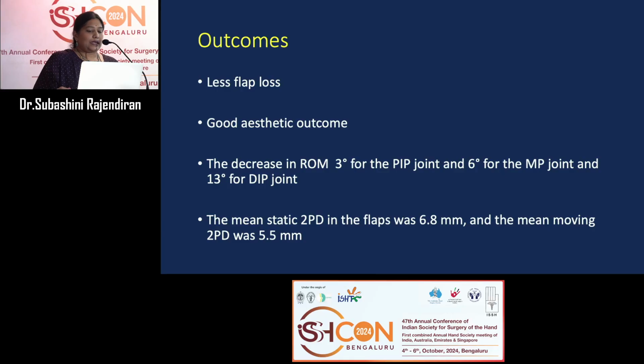The mean static 2-point discrimination was 6.8 millimeters, and the moving 2-point discrimination was 5.5 millimeters. This discrimination was less than the normal sensation of the finger, but it gives the protective sensation to the patient. Thank you.